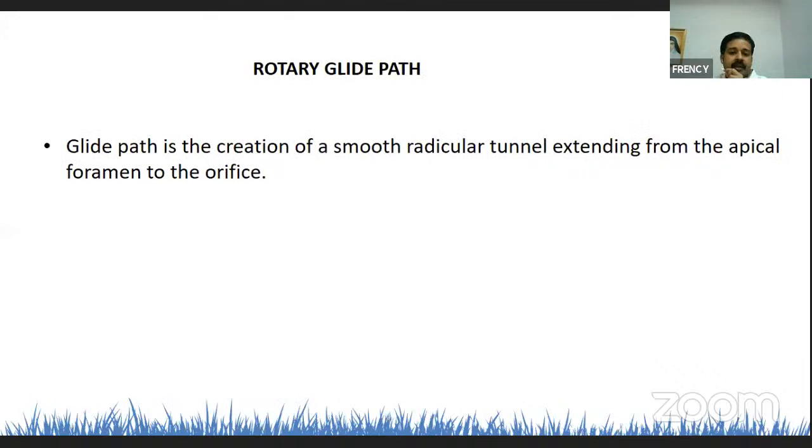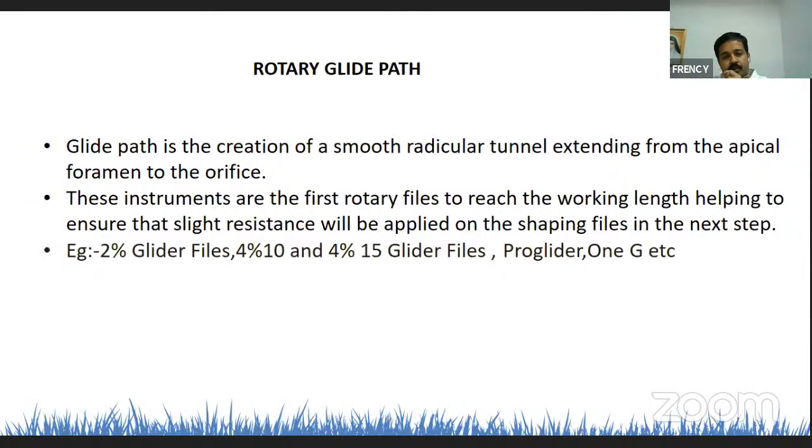So what we mean by glide path is the creation of a smooth radicular tunnel extending from the apical foramen to the orifice. Different types of glider files are available. ProTaper glider files.